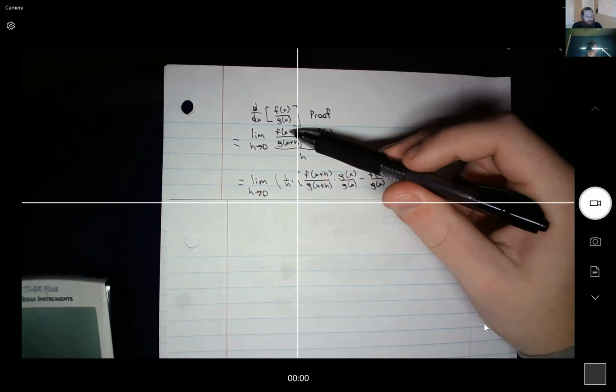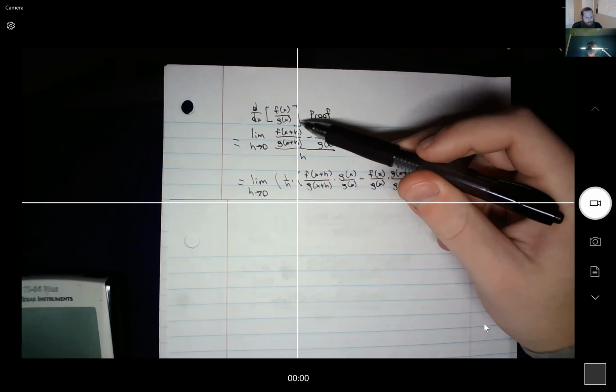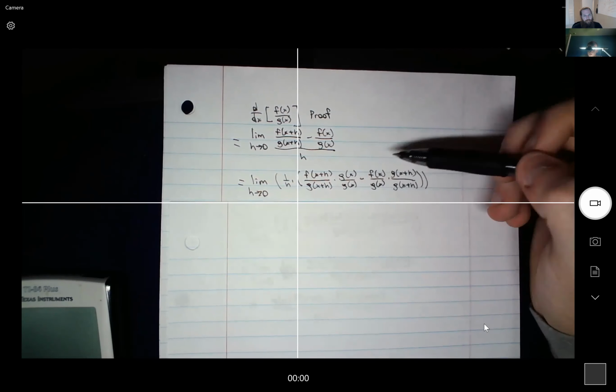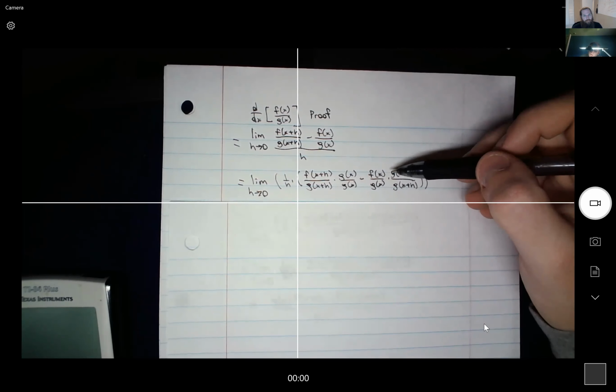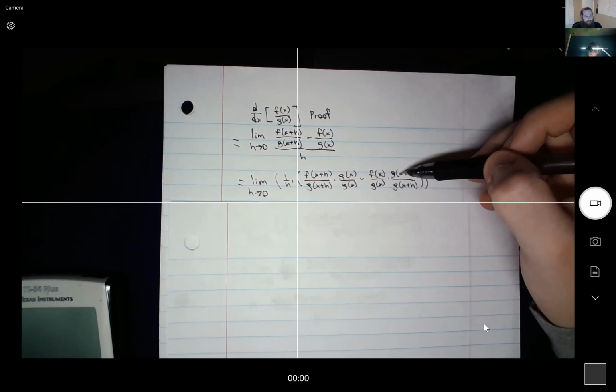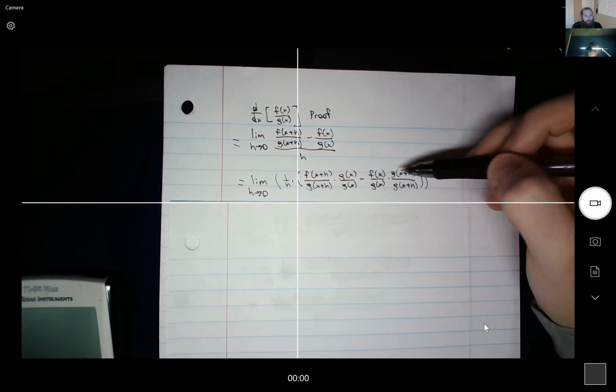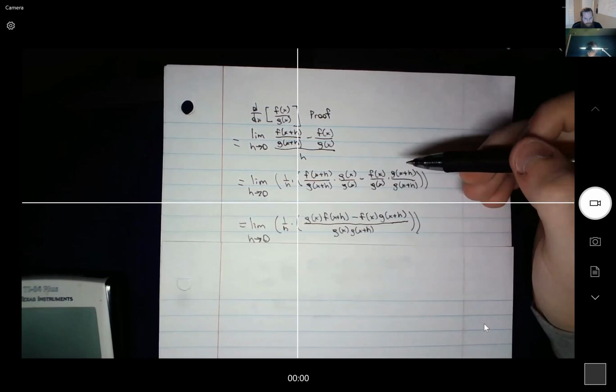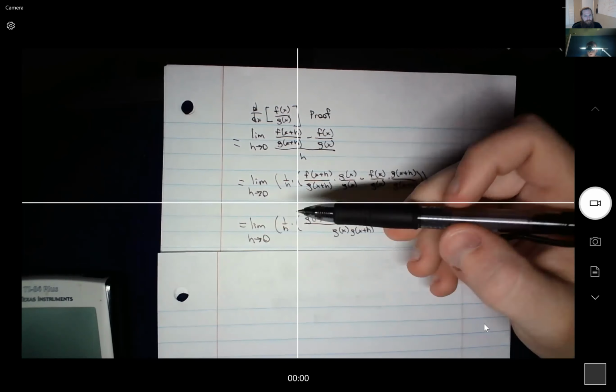You would get f of x plus h over g of x plus h minus f of x over g of x. And then in order to continue with this proof, you need to multiply each fraction by the denominator of the other: f of x plus h over g of x plus h times g of x over g of x, minus f of x over g of x times g of x plus h over g of x plus h, to give them both a common denominator. Nice. Moving down, you get this.